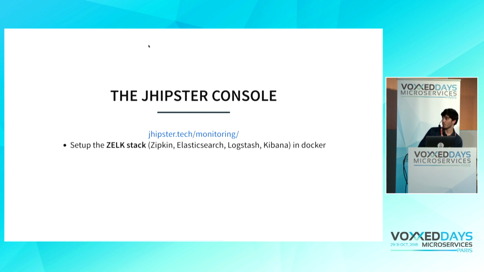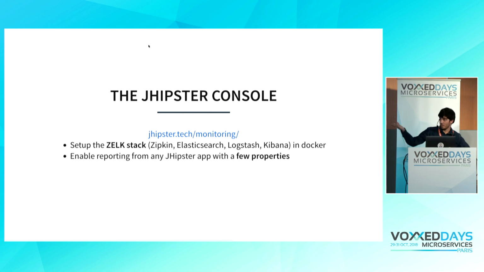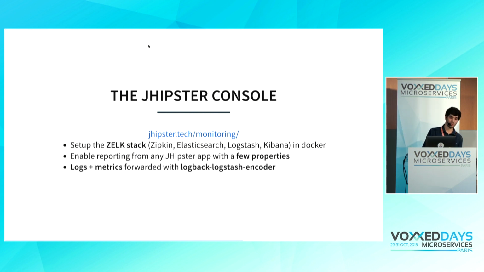So in the JHipster Console, we set up an extended ELK stack. I will not just go through Elasticsearch, Logstash, Kibana. I'm sure many of you are already familiar with the acronym. But the important thing is that we set up everything in Docker, so it's easy to get started. Then in JHipster, we have some code that allows you to report all those three things, logs, metrics, and traces, to this console. And the way we do it is for logs and metrics, we throw them in the logs using an appender for Logback.